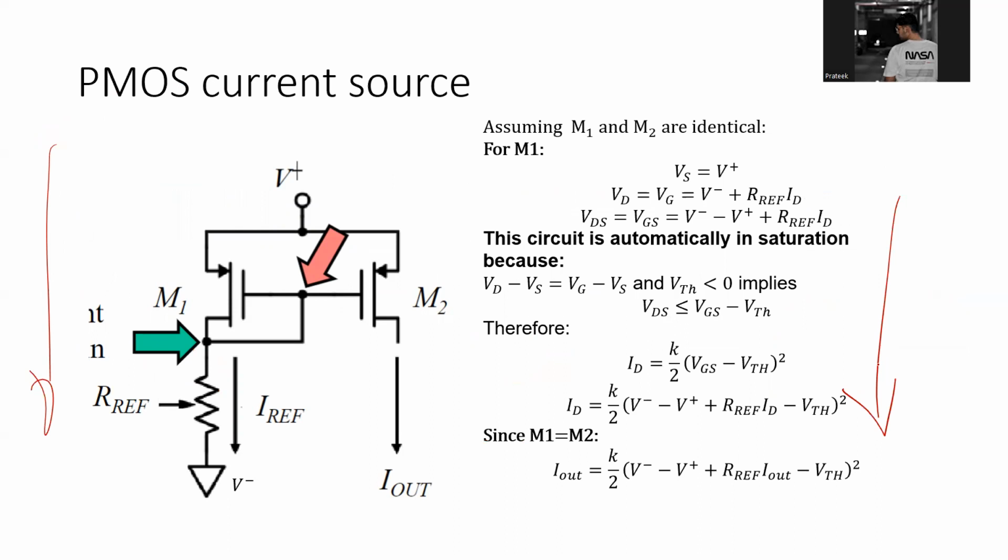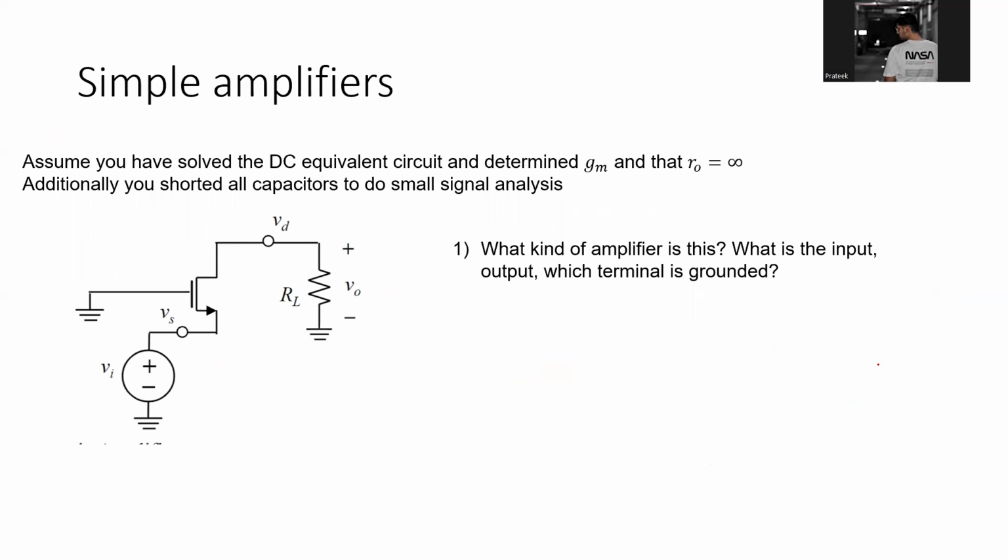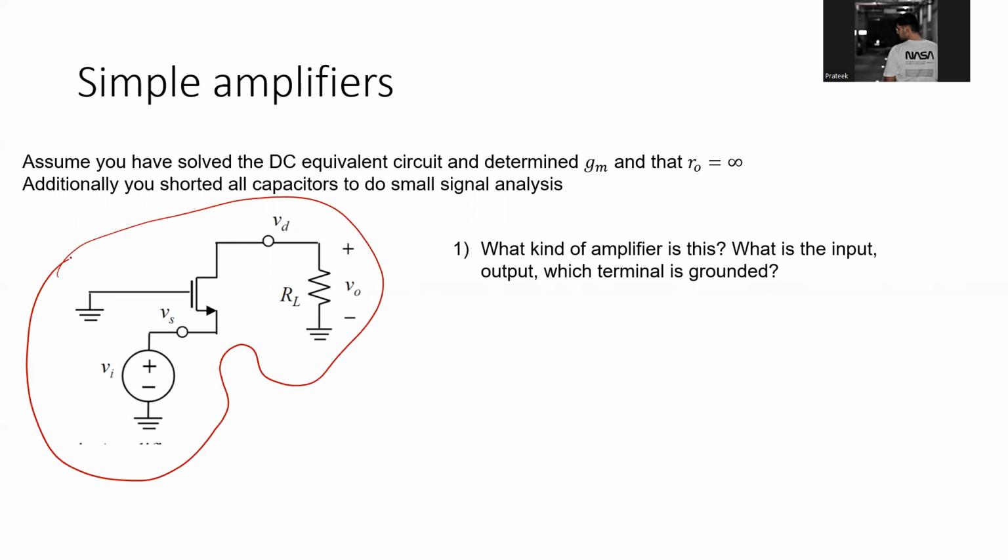All right, so I'm just going to spend the last 20 minutes of class letting you all go over problems. First question: what kind of amplifier is this? So we took a circuit, and this is how the problem statement goes. You solve for the DC equivalent. You determine gm, and you also determine that RO equals infinity. Additionally, you shorted all capacitors, and you remove the DC sources.